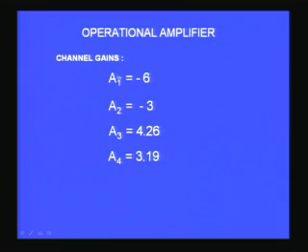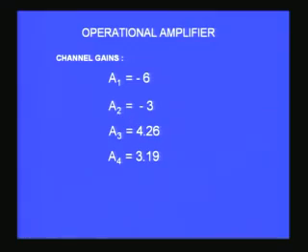So totally all the channel gains are shown here. A1, the channel 1 is minus 6, the channel 2 gain is minus 3, and channel 3 gain is 4.26, and the channel 4 gain is 3.19. So once we know the gains, we can apply different voltages V1, V2, V3, V4 and multiply appropriately by the corresponding gain factor and add them all together, and that will be the voltage that you would get at the output. I would suggest that you should try this as a simple exercise and try to see whether you are able to measure the corresponding voltage in the lab when you have these values of resistors.